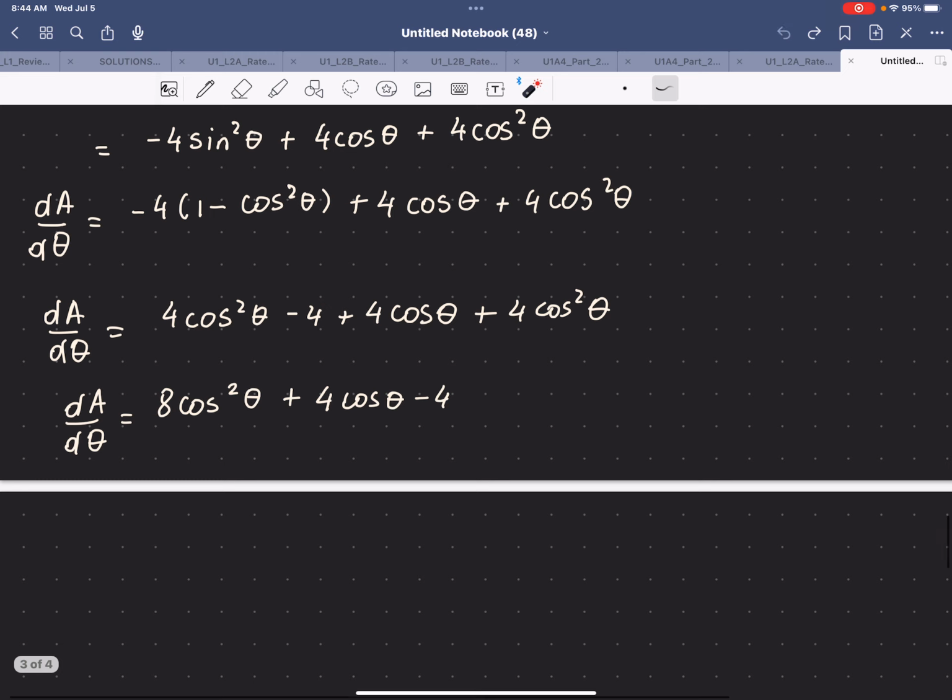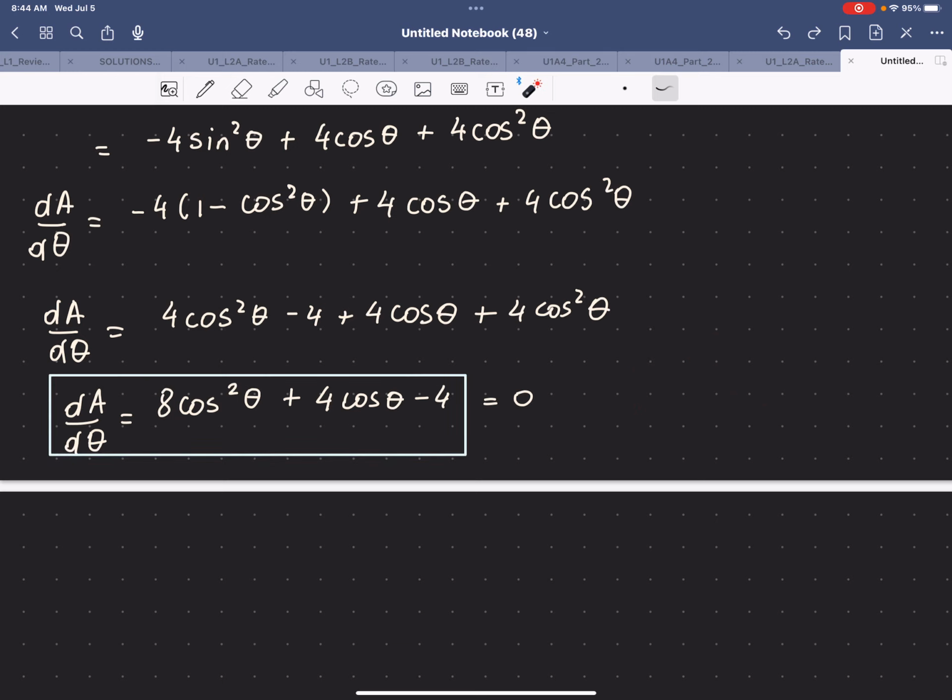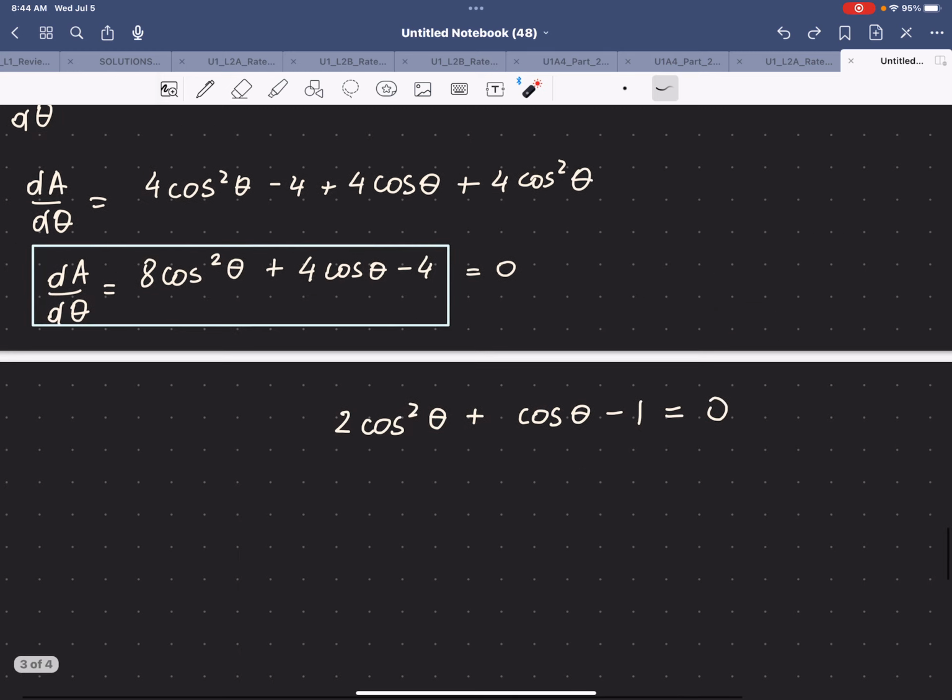So what we are going to try to do to find the optimum value is set this equal to 0, because we know that the max and the minimum value of a function always happens wherever the derivative is 0. So that will create the equation 2 cosine squared theta plus cos theta minus 1 equals 0. Remember, in an equation, we can reduce the coefficients. It makes solving the equation easier.